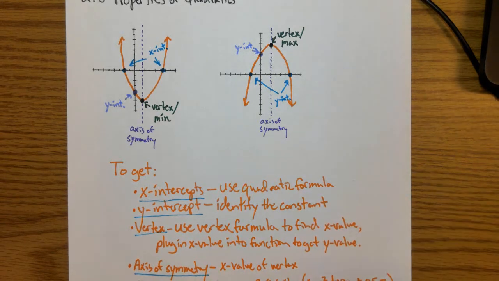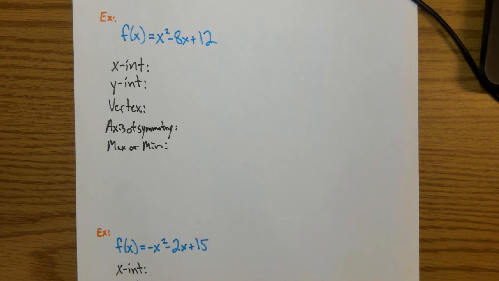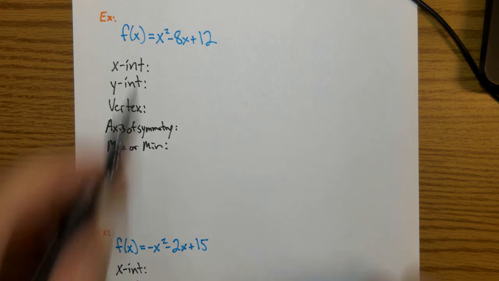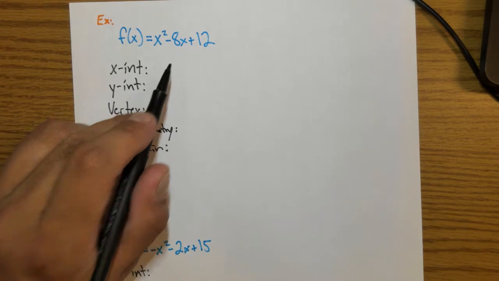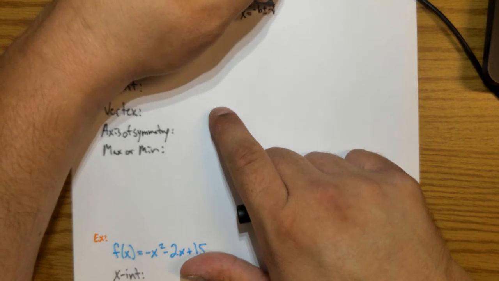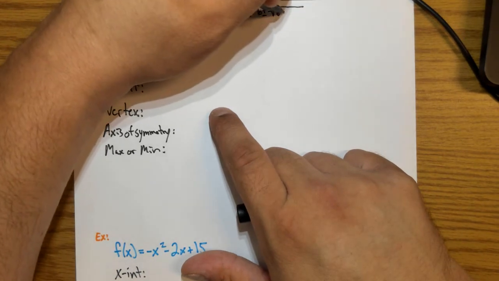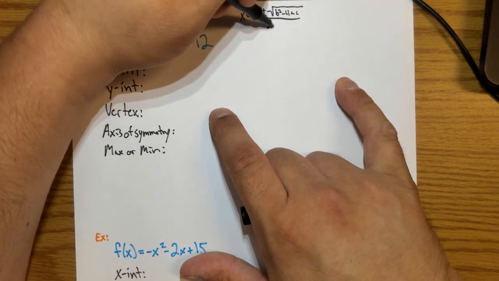Well, there's nothing like the good old-fashioned trying it out yourself, right? So let's get to it. So we're going to start off with the x-intercept, and we're going to use the quadratic formula on this first example: x squared equals negative 8x plus 12. And just so we have it, I'll write it for us. x equals negative b plus or minus square root of b squared minus 4ac, all divided by 2a.